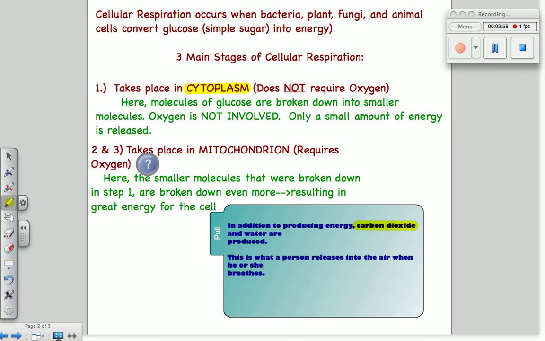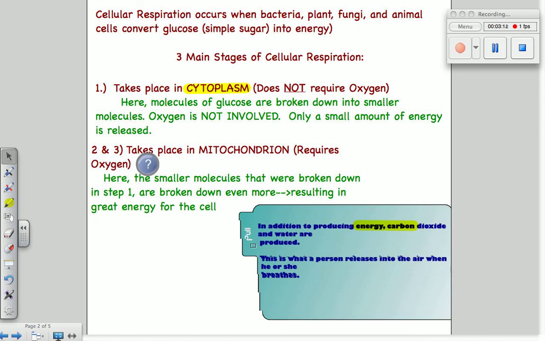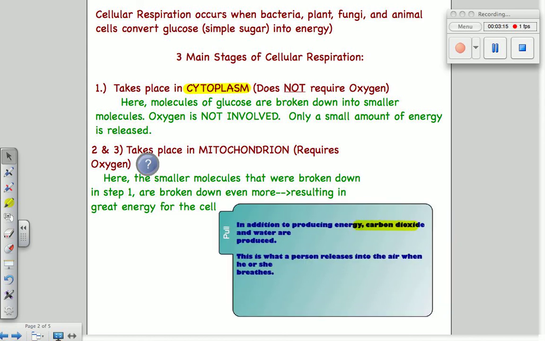So I just found that really interesting, that we have this relationship together, that God created plants to give us oxygen, and He created us to give off carbon dioxide, which plants need to live. So it's very amazing how that all works together.